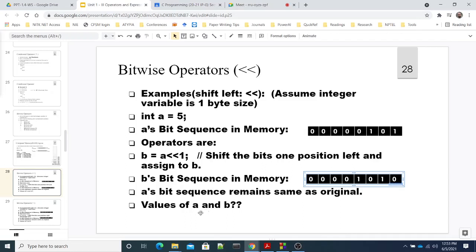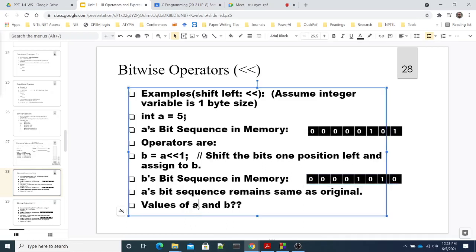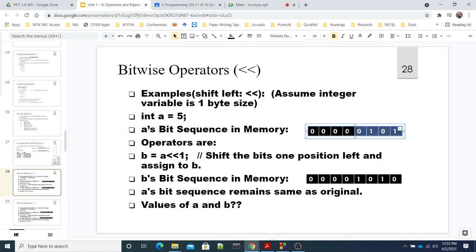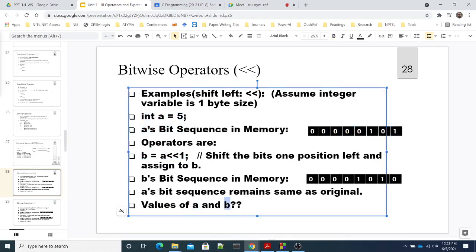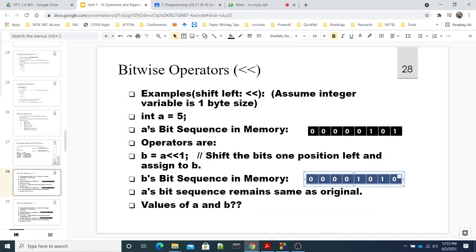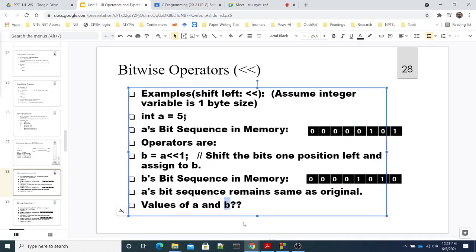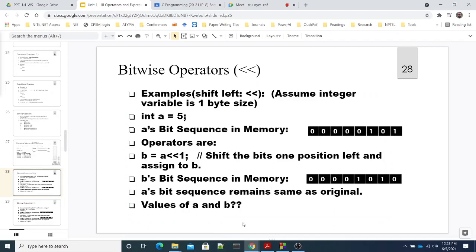Now what will be the value of A after this operation? If int A is equal to 5, and after performing this operation, the value of A will not change. That means A's bit sequence will remain the same. That means A will have the value 5. The value of B will be 10, because B has the resultant bit sequence. Is it clear?